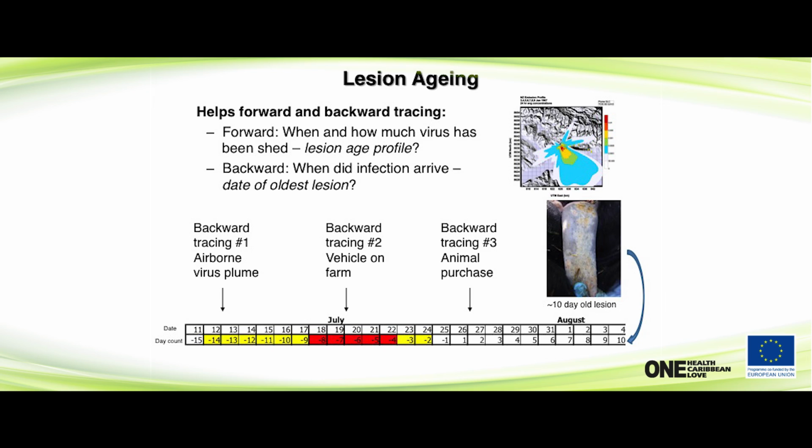But it's also important for backward tracing, because you want to know when the infection arrived on the farm, and for that you need to know the date of the oldest lesion. So why is that important? Well, here is an example.